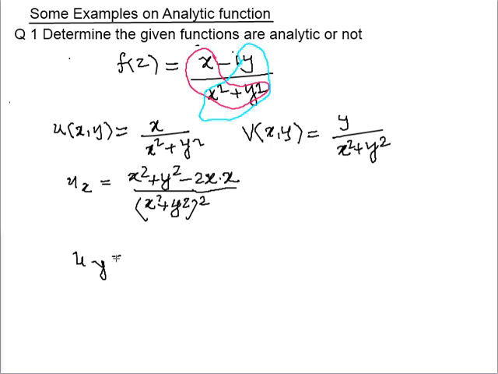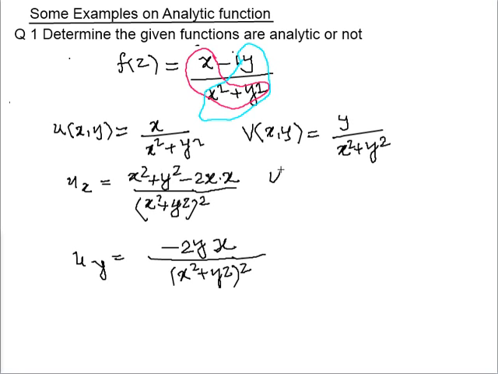Similarly, we find u y also. So u y is the partial derivative of the same function with respect to y, over (x square plus y square) whole square. The derivative of x is 0 because it is constant, so only the second term will come: the derivative of y square is 2y, so this is minus 2y into x, that is minus 2xy.